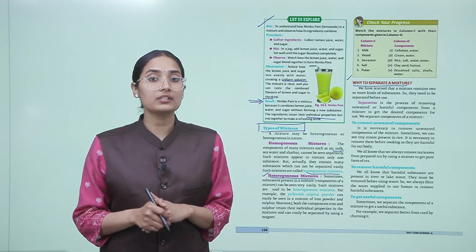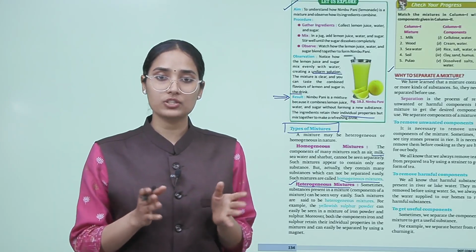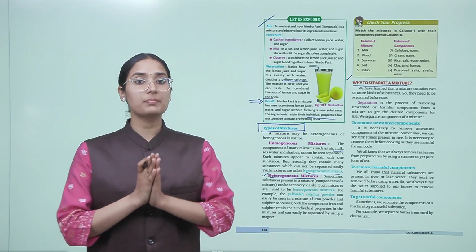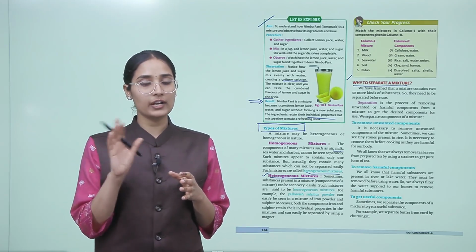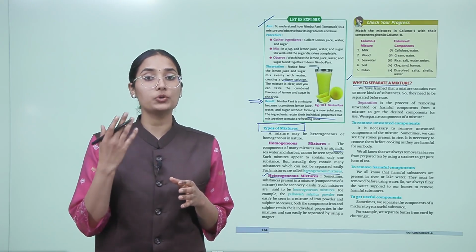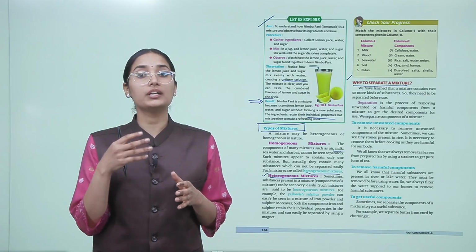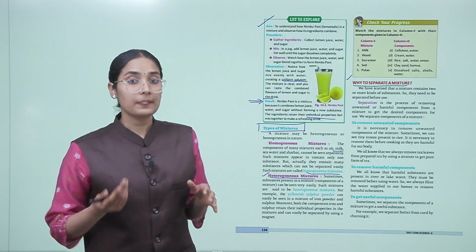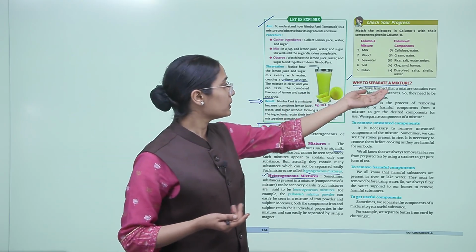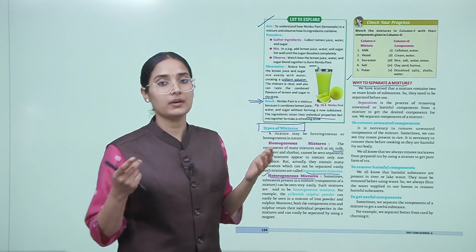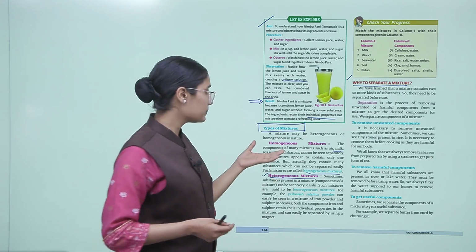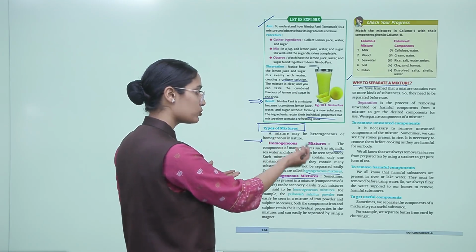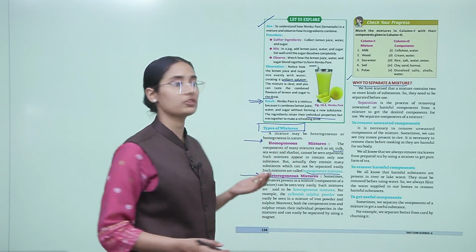So we have learned that a mixture contains two or more kinds of substance, so they need to be separated before use. Since a mixture has two or more kinds of substance, if you would like to use any of those substances, you would need to separate them, right? And therefore there is a need to understand how we can separate different kinds of mixtures, because there are different methods to separate homogeneous mixtures and heterogeneous mixtures.